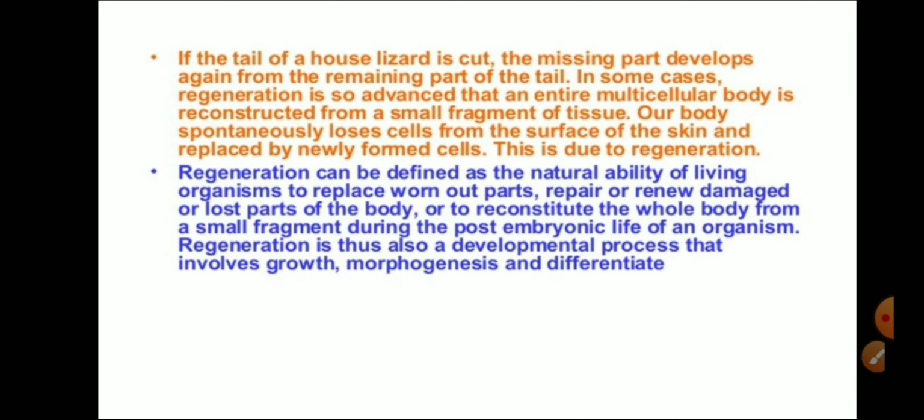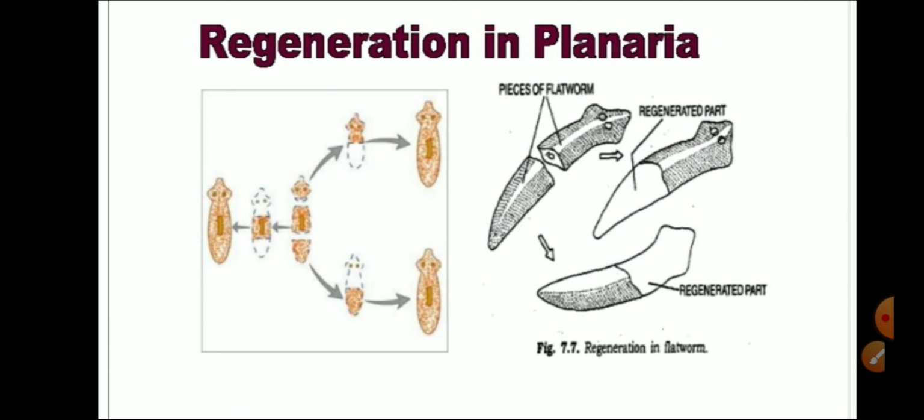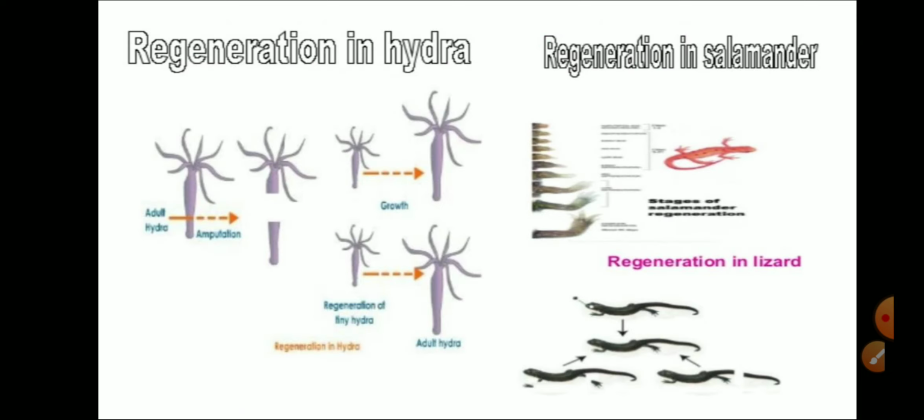So if the tail of a house lizard is cut, then the missing part develops again from the remaining part of the tail. Regeneration may be defined as a natural ability of the organism to replace the worn out parts and repair or renew the damaged part of the body. Sometimes the whole body will be regenerated in case of lower organisms. Here we have the example of planaria. When the body of planaria is divided into two parts, the two parts develop into complete organisms.